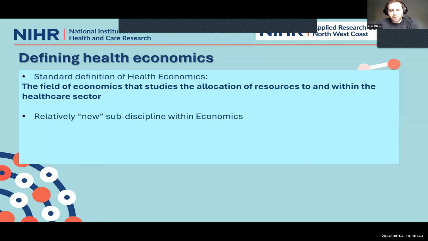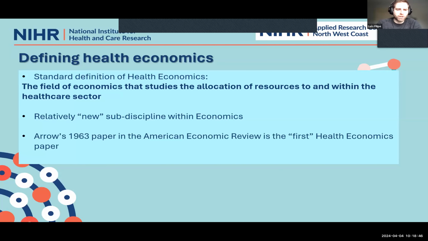It's really new. Most people will tell you that it was born in 1963 with this paper by Kenneth Arrow, a famous Nobel Prize winning economist. It was published in the American Economic Review, which is, if not the best, at least top 3 of the best journals you can land on in economics. This paper is probably considered the first paper in health economics, and it is a very interesting paper.